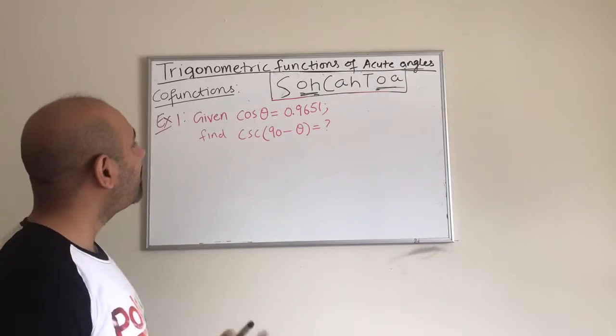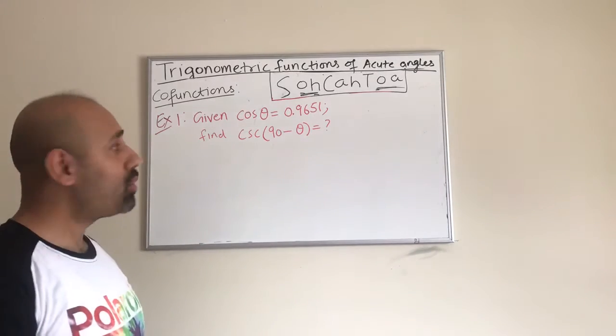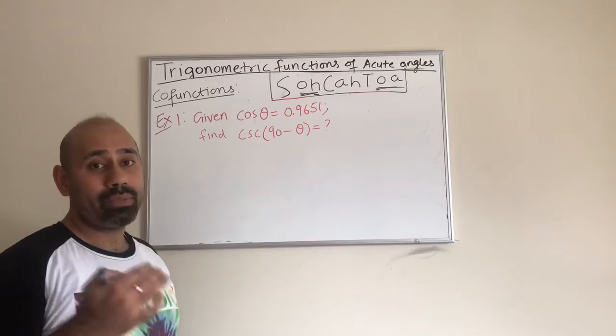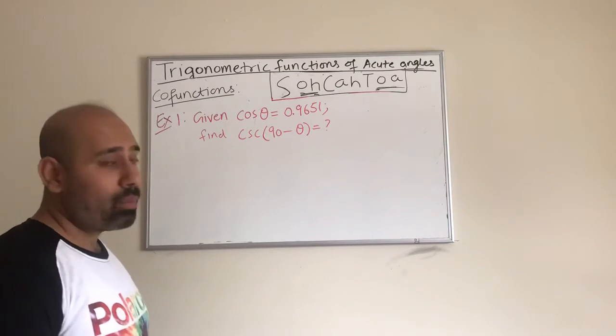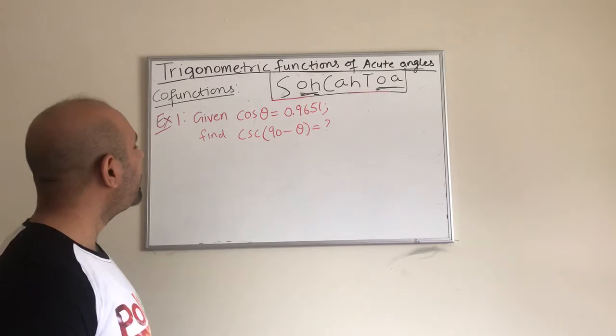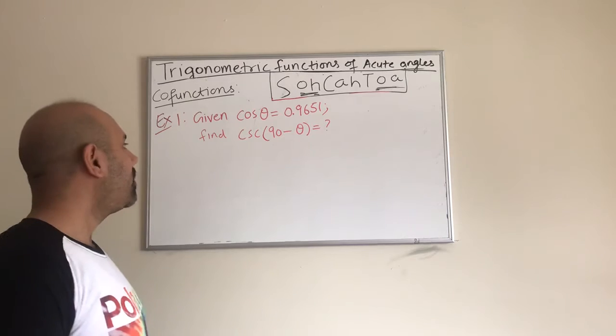Given is that the cosine of theta is 0.9651, and that is a valid value for cosine because cosine and sine are supposed to be between -1 and 1, and 0.9651 is less than 1, so it's a valid value for cosine of theta. And what we have to find here is the cosecant of 90 minus theta. So how are we going to figure this out, guys?